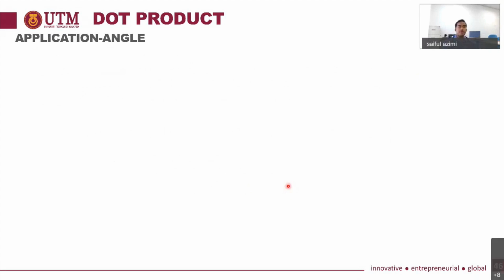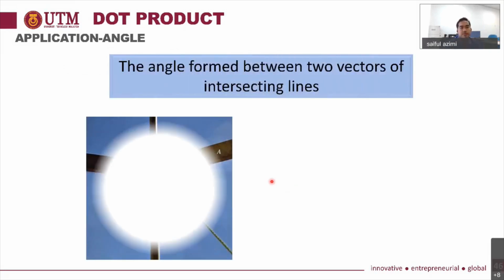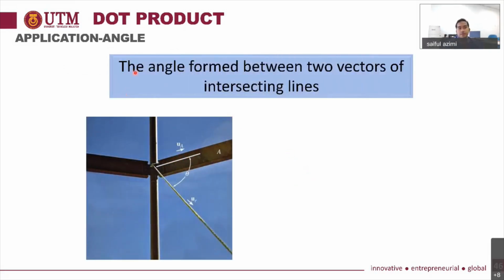The first application is the angle. The applications of the dot product are actually the main functions of the product itself. We have two functions. The first function is to find the angle between vectors, and the second function is to find the projection of a vector. Let's take a look at the first application. The first application is the angle formed between two vectors of intersecting lines.